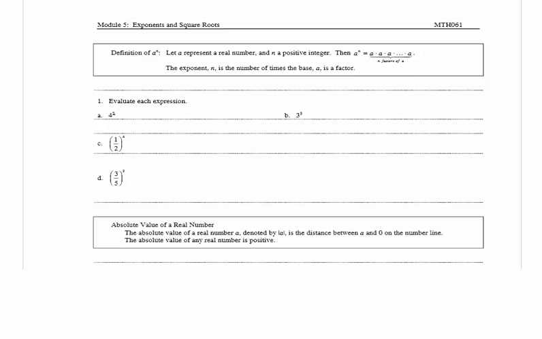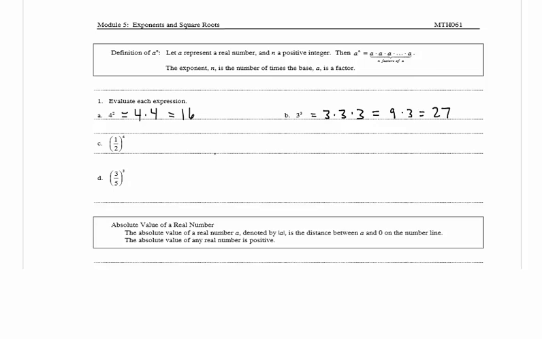And we have 4 squared, or 4 raised to the second power. And we could rewrite that as 4 times 4. 4 is the base, and it has 2 factors. And 4 times 4 is equal to 16. In B, we have 3 cubed. And we could write that as 3 times 3 times 3. The base is 3, and it has 3 factors. And this is equal to 3 times 3 is equal to 9, times 3 is equal to 27.